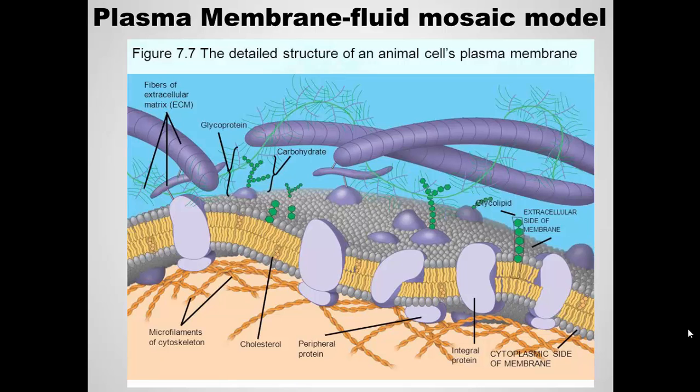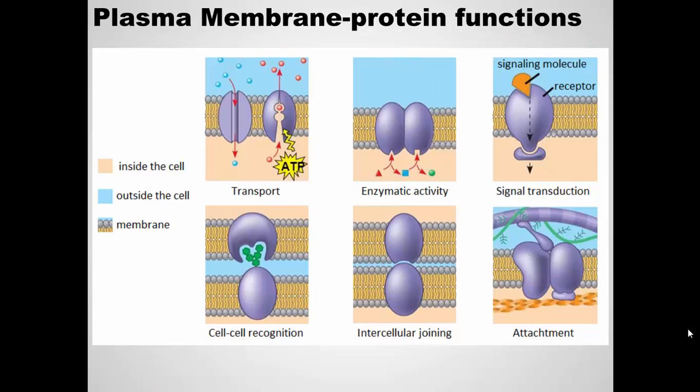There's also these glycoproteins, okay, and these carbohydrates that are attached to those proteins. We'll talk about those in the next slide. So some important functions of this plasma membrane. First of all, it's obviously a barrier from the outside of the cell to the inside of the cell. It also is used for transport.